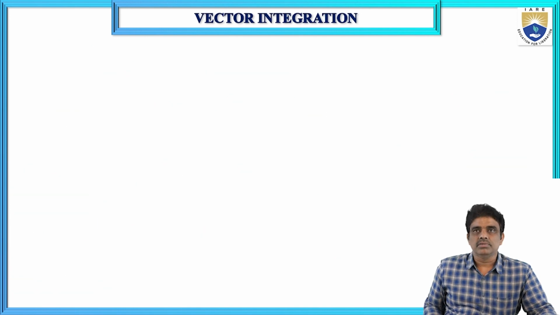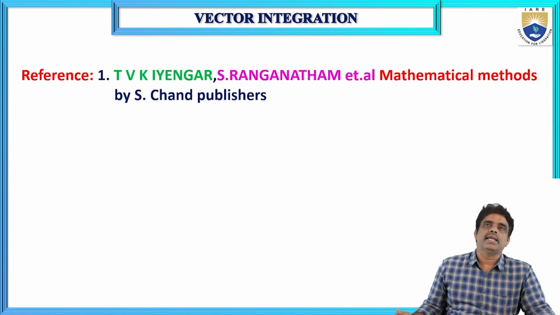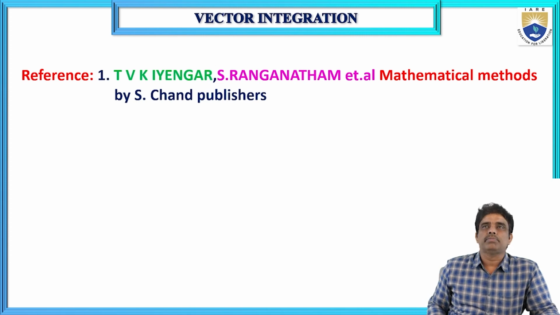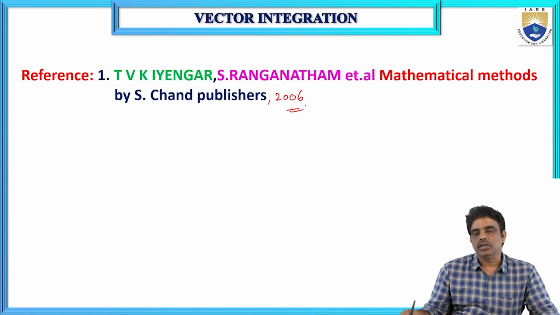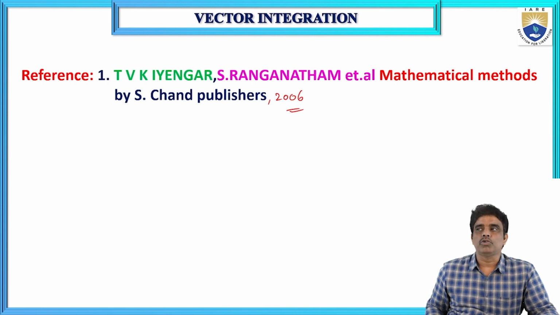With these few problems, I conclude my lecture. The reference book is T.V.K. Iyengar, S. Ranganathan et al., Mathematical Methods, S. Chand Publishers, 2006. This book was published in the year 2006, so you can mention that also. Please note this book to verify more problems.